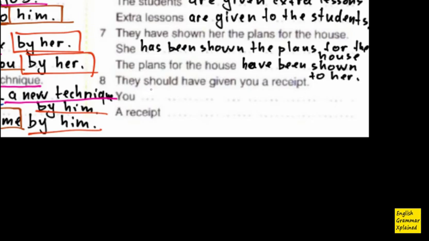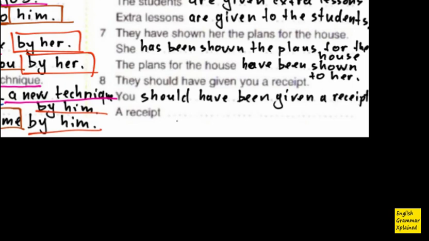Number 8. They should have given you a receipt. So here you should have been given a receipt. And what about the receipt? Okay, a receipt should have been given to you.